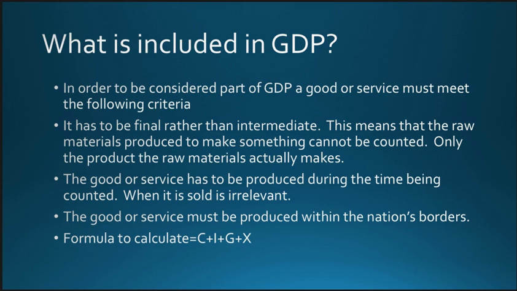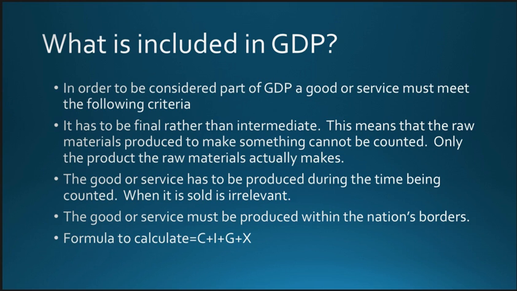So what's included in GDP? In order to be considered part of gross domestic product, a good or service must meet the following criteria. It has to be a final rather than an intermediate. So we don't count all the things to make the product, we just count the actual product. The good or service has to be produced during the time being counted. When it's sold is irrelevant. So if I make a car today and don't sell it until 2 years from now, it doesn't matter. Gross domestic product is just for the year it was made in. So that car counts for 2017, not for 2 years from now when it's sold.